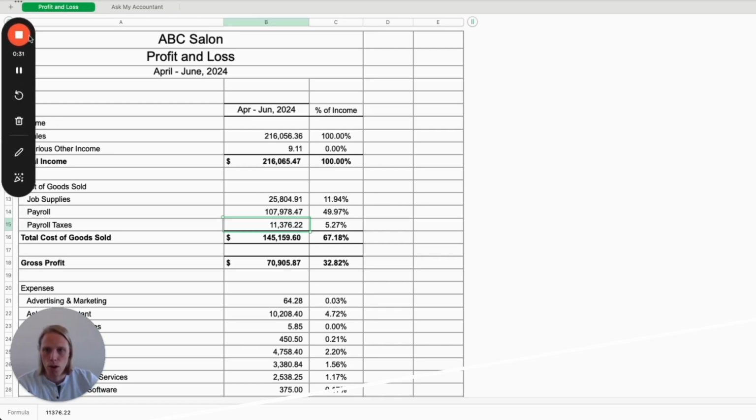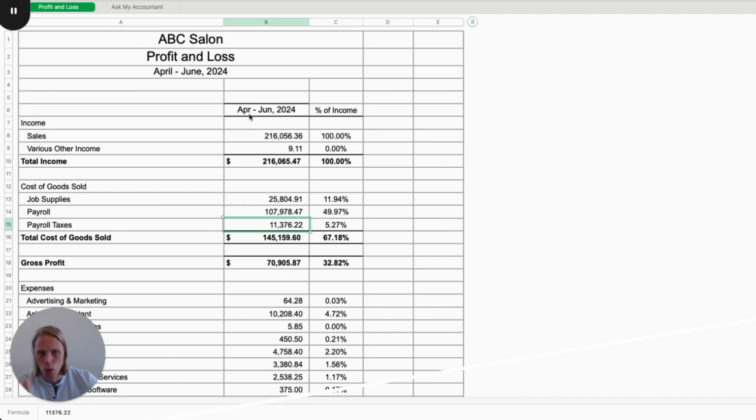Okay, so to start off at the top, we of course have our income section. This is going to represent all of the money that is coming in. As I'm looking at this P&L for ABC Salon, we see that there's sales, $216,000. We're looking at a quarter here, Q2 of 2024, April, May, and June. So $216,000 was brought in during that time. It's all tagged as sales.